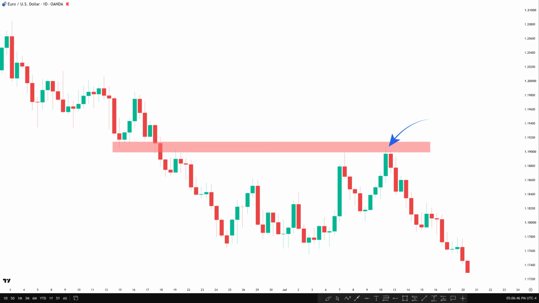The higher time frame level overpowers the short-term momentum. This is why you should always ask yourself one question before entering a trade. How much room does the price have before reaching the next major higher time frame level? That simple check can help you avoid buying directly into resistance or selling straight into support.